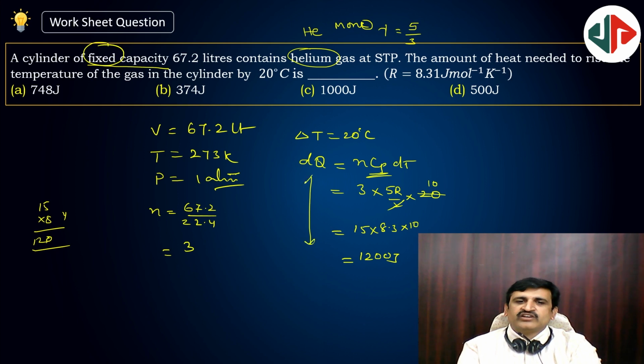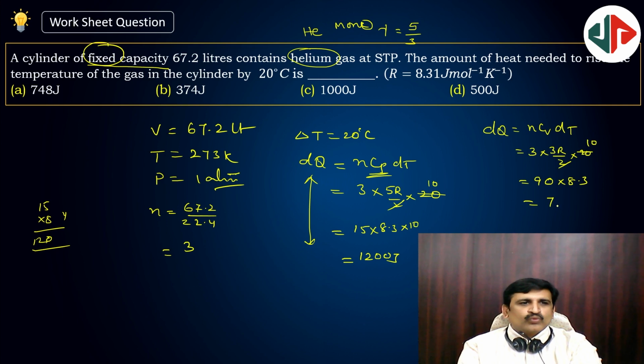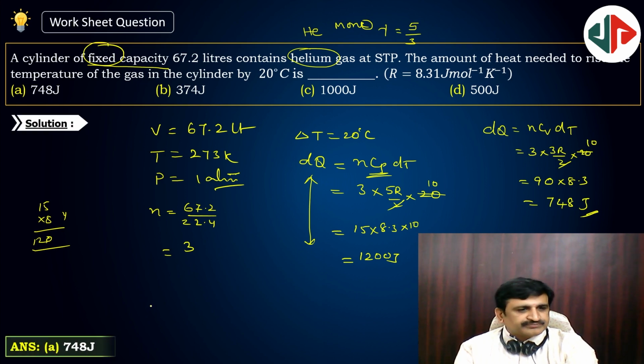I have to go for dQ is equal to n Cv dT. Why? Because of fixed capacity. So n is equal to 3 into 3R by 2 into 20. 20 will go 10 times. 3 3s are 9, 90, and 90 into 8.3. 9 8s are 72, so 748 is there. Okay, so the correct answer is this one.